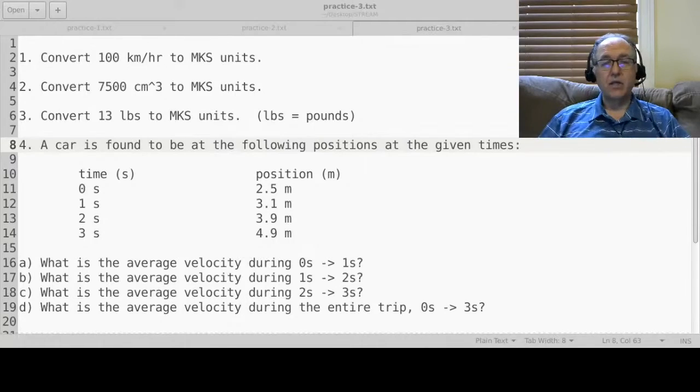Okay, well, let's start. So let's do the unit conversion problems. You can see here my first problem. I say convert 100 kilometers per hour to MKS. And in this course, we're going to use MKS units.